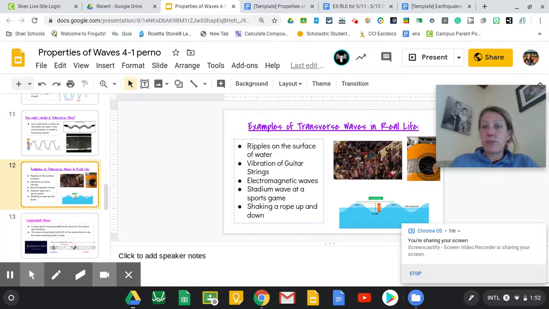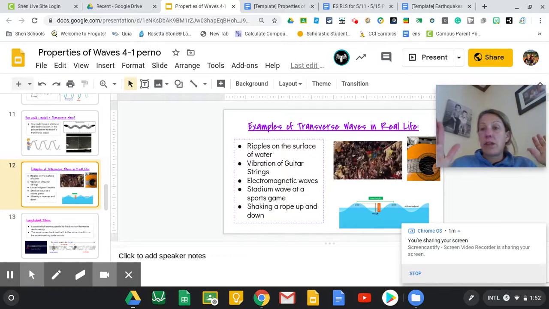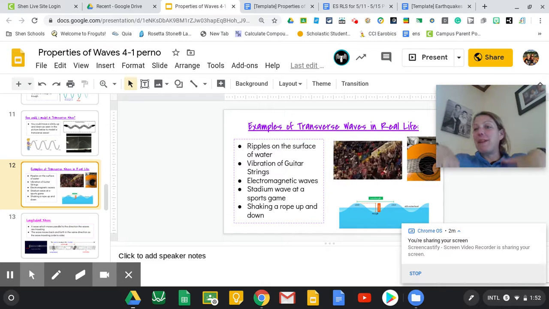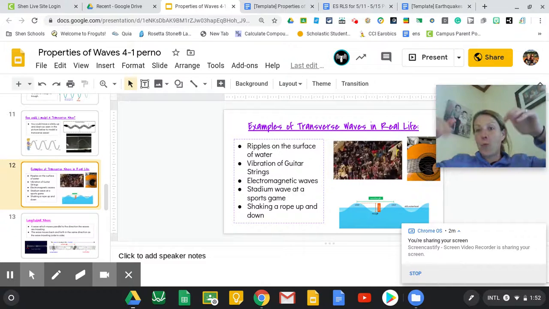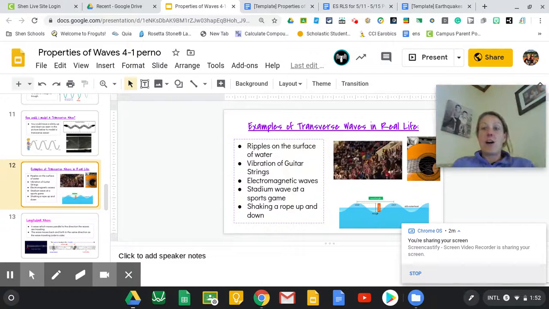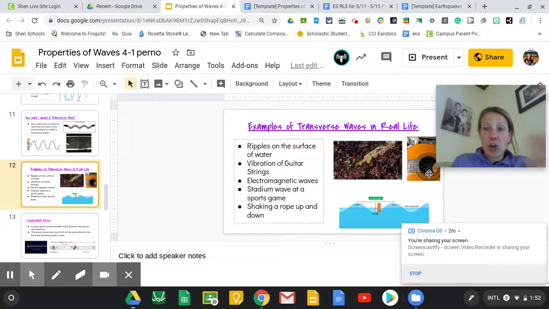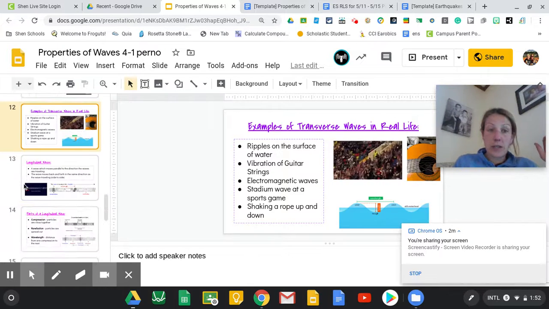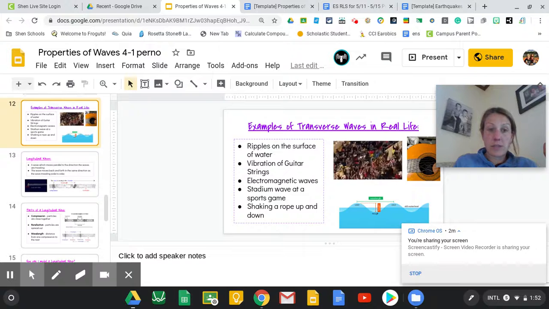Okay, so examples of a transverse wave. You have, I can't think of the word, but at a sporting event, that's what I was looking for. The wave, you start the wave. Strumming the guitar, you can make the waves on the actual guitar. Ripples on a wave. There was an example that I showed during our Google Meets of that.